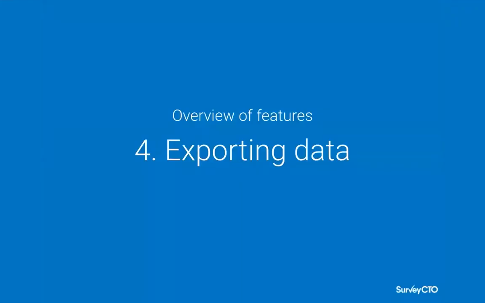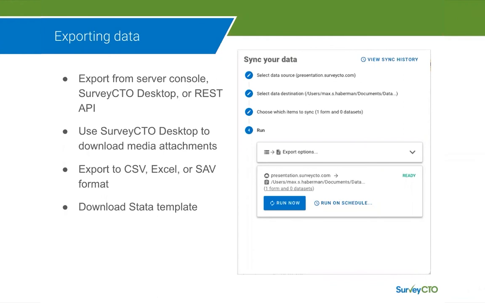Once your data has been reviewed, it is ready to be exported for analysis. We will quickly go over a few methods of exporting your data. There are three main ways to export your data: directly from the server console, using SurveyCTO Desktop, or the REST API. If you are a beginner to SurveyCTO, we recommend using the server console since it is the easiest method. Generally speaking, we recommend using SurveyCTO Desktop since it is the easiest way to also export form attachments with your data, such as images and video taken while completing the form.